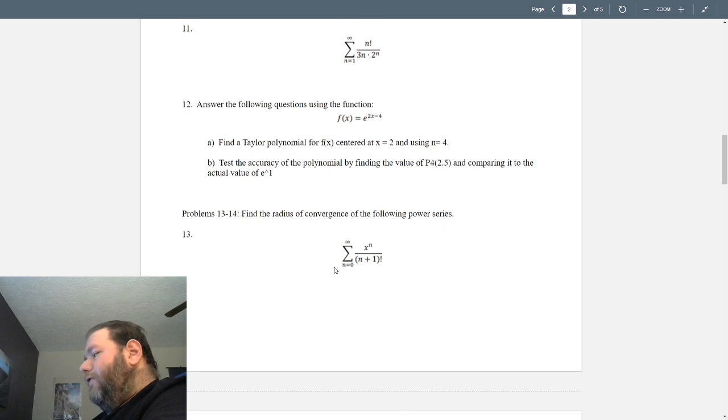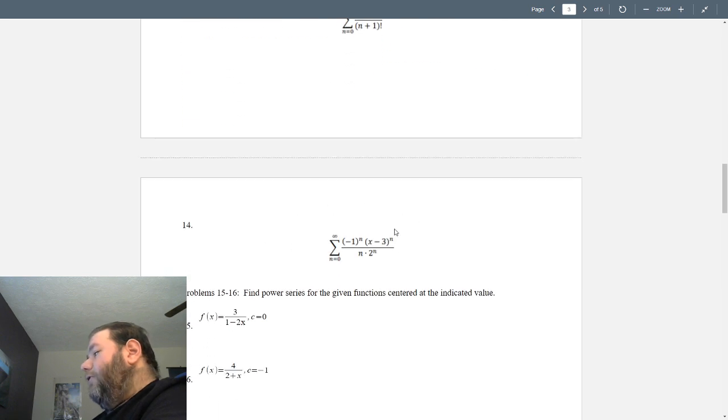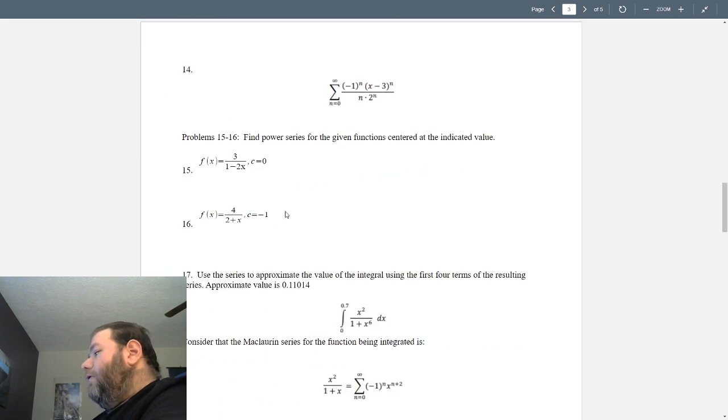Radius of convergence for a power series, we talked about that last time. So this was last Tuesday, this was last Thursday, this one also. And then this stuff is for today, these 3 problems, 15, 16, and 17. These, we're given the function, and you want to find a power series for the given function centered at the indicated value. So 3 over 1 minus 2x centered at 0. We just go through our same process there. Likewise here with the center of -1.